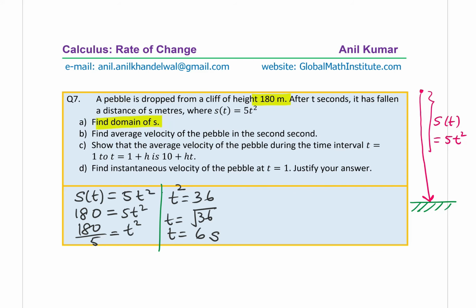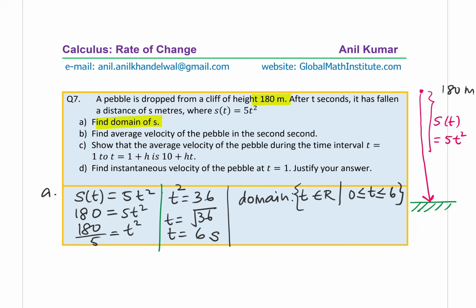So the domain for us is t, correct? The domain is the value of t which belongs to the real numbers. You can write it in set form, and it is greater than or equal to 0 but less than or equal to 6. Is that clear to you? That is the domain. We don't have to find the range, but the range will be from 0 to 180 meters. Perfect. So we have done part A for this particular question.